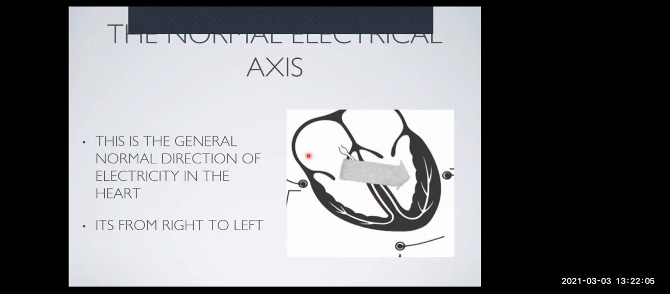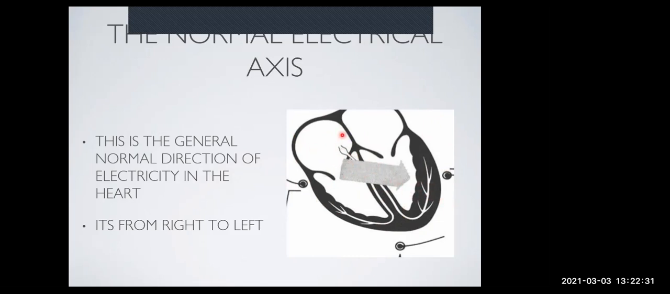But at the end of the day, it starts from the top right hand corner and moves to the bottom left. If you can imagine it going from the tip of your right shoulder to the tip of your left hip or to your left elbow, that's more or less how electricity travels through the heart. And that's the normal direction of electricity. So if everything is functioning well, then this tells us that electricity is moving in the right way.